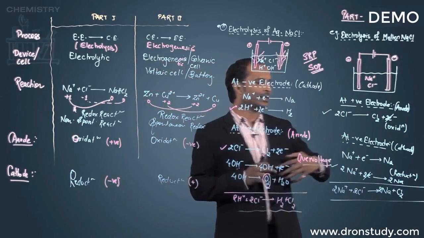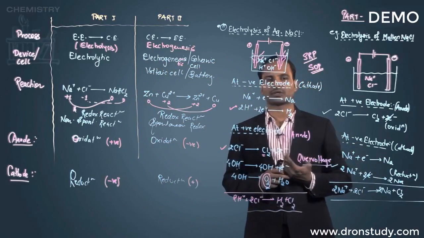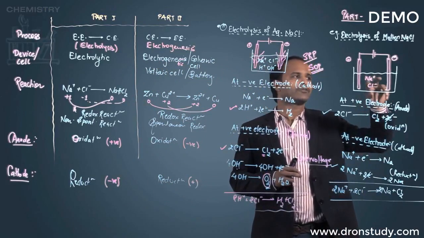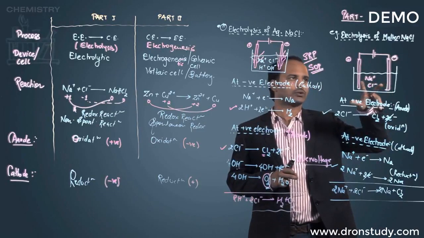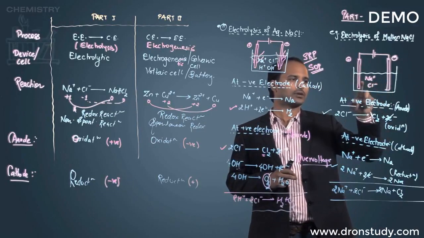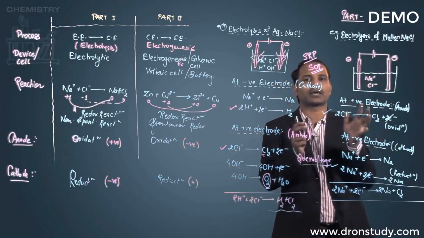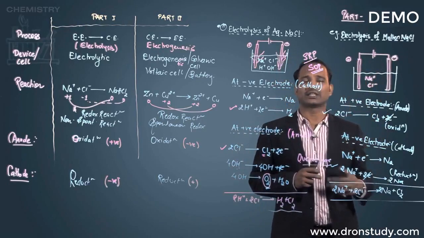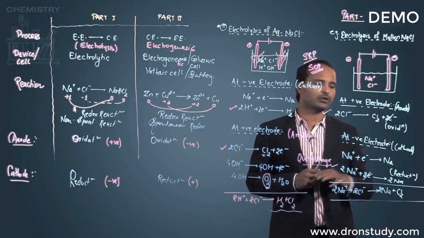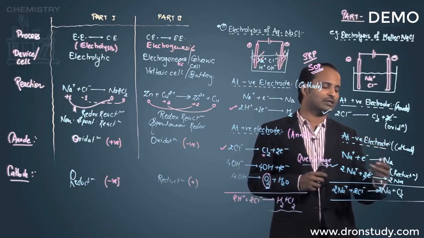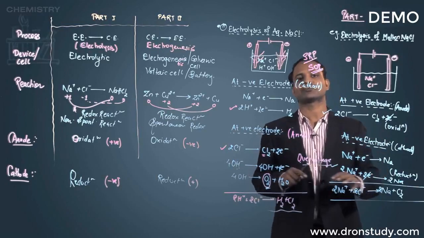Why? Because if I am not supplying electricity, then ions will not migrate, and if ions are not migrating to the opposite electrode, then these electrodes will have no charge. Ions will not migrate, that means they will neither lose nor gain electrons, so neither oxidation nor reduction will take place. And if nothing happens, then ultimately the reaction will not take place.